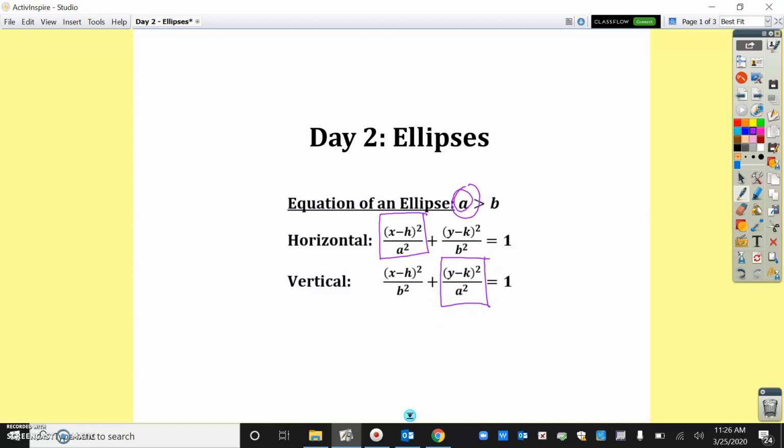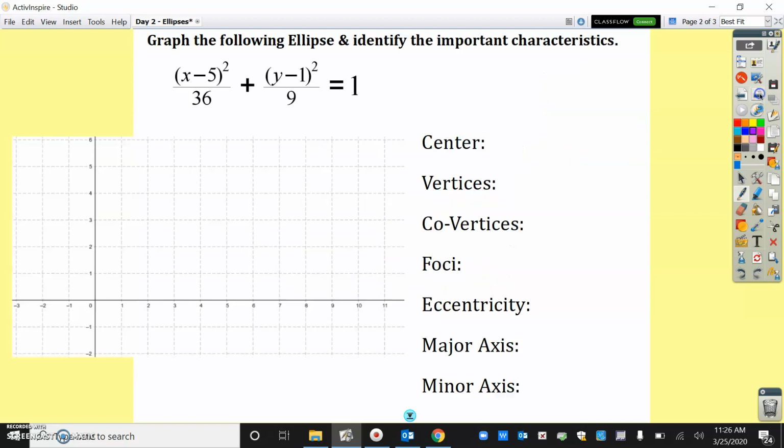So that's step 1. The third formula here to remember is for your foci, or your foci is the correct way to say it. C squared is equal to A squared minus B squared. That formula will come into play in a second.